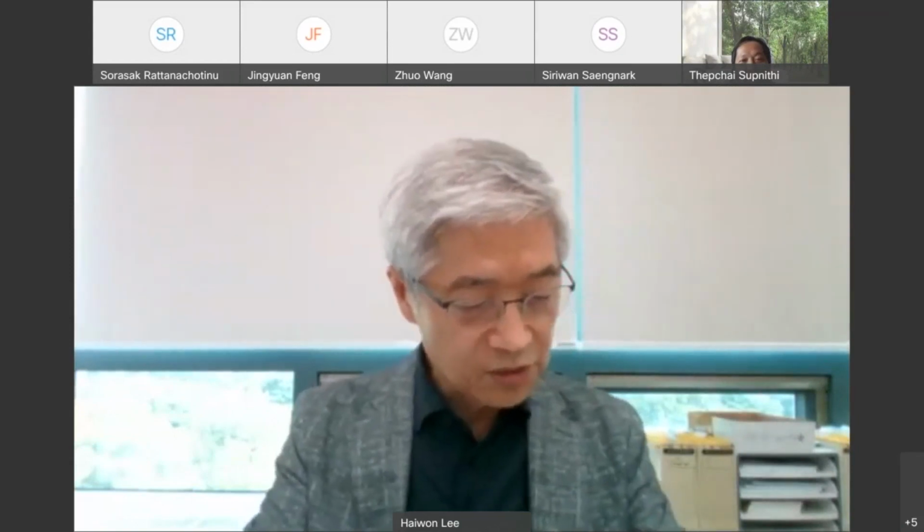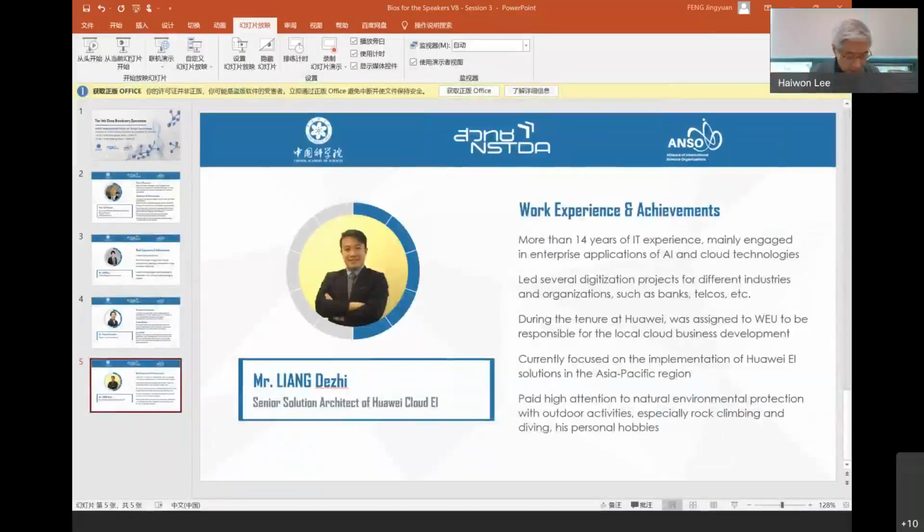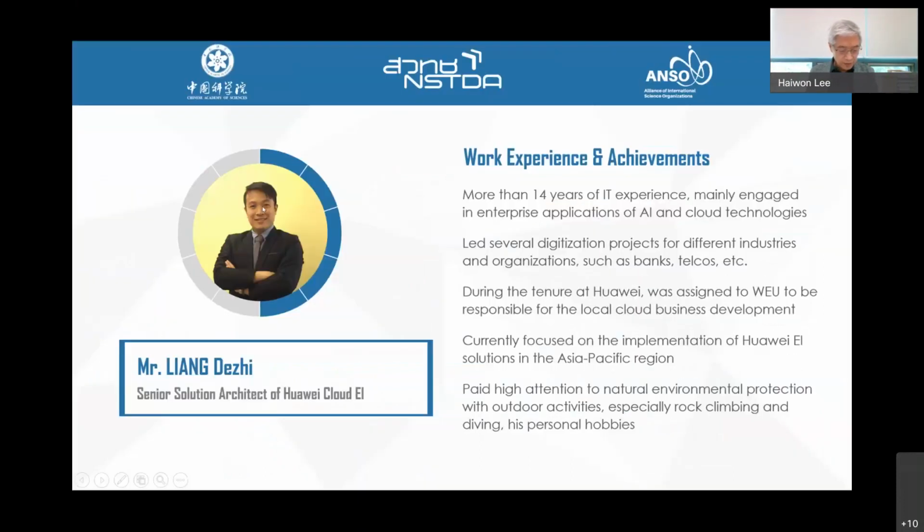We have the last speaker, Mr. Liang Dechi from Architecture of a Quiet Cloud, Enterprise Intelligence. His talk will be related to Huawei empowering the protection of a green home. He has good experience in many different areas, especially currently focused on the implementation of Huawei EI solutions in the Asia Pacific region. And during his tenure at Huawei, he was assigned to WEU to be responsible for local cloud business development. Let's welcome the speaker, Mr. Liang Tachi.